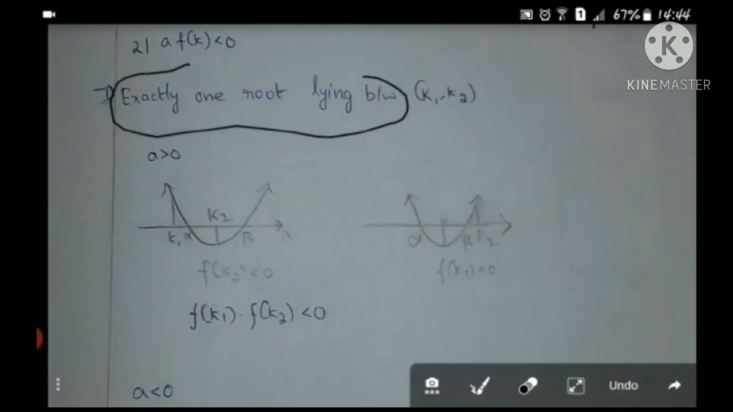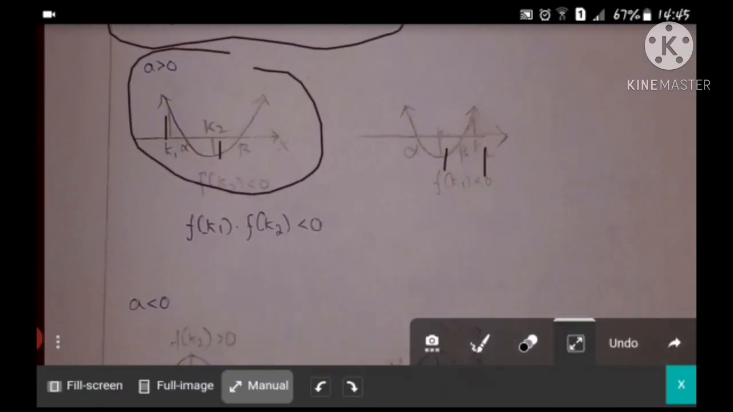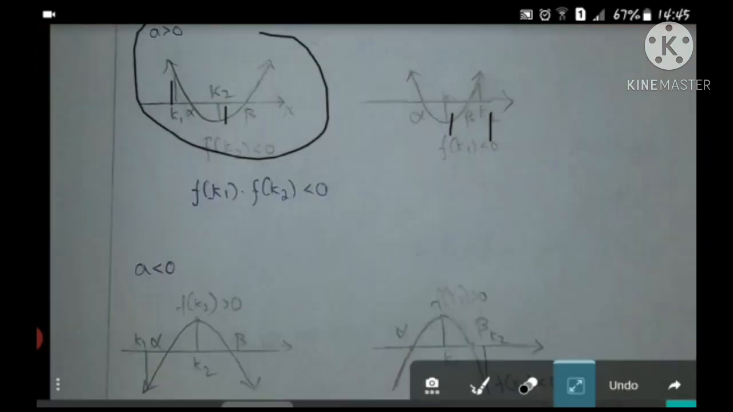The seventh point is exactly one root is lying between k1 and k2. Here we get two graphs in case of a greater than 0 and a less than 0. Here alpha is not between k1 and k2, and beta is between k1 and k2. Here f of k1 is less than 0, and f of k2 is greater than 0. Therefore, f of k1 into f of k2 is less than 0.